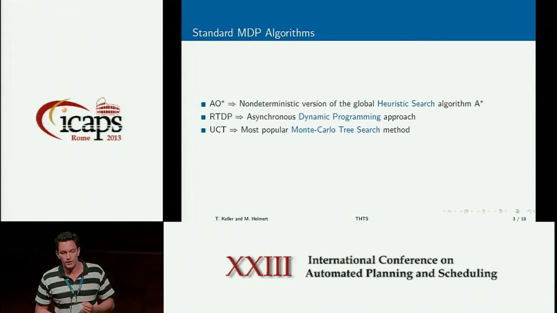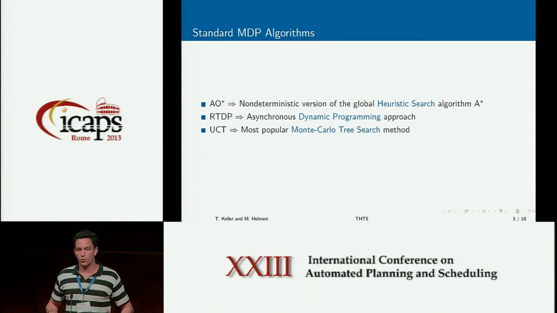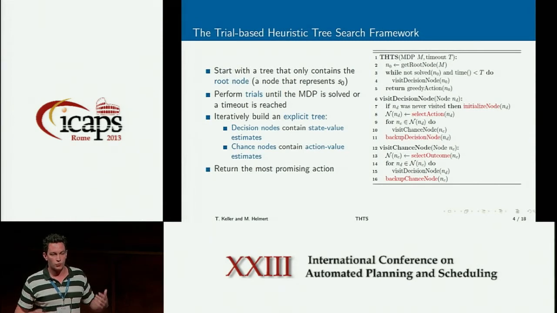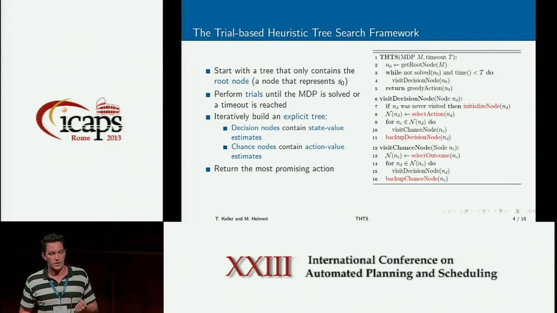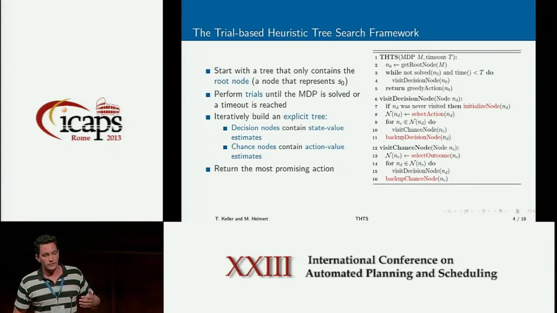And we actually started this work by trying to analyze these algorithms and think about what they have in common and where they differ. What we basically came up with is this quite simple algorithmic framework to the right, which shows a framework where all of these algorithms can be modeled. They are modeled as a trial-based algorithm, so an anytime algorithm that performs trials until a timeout is reached or until the MDP has been solved. And after the timeout is reached, the most promising action is returned.